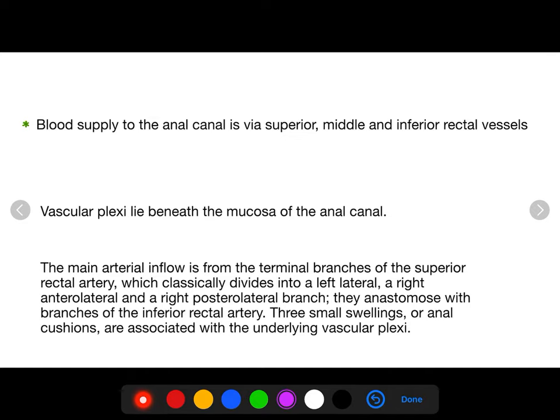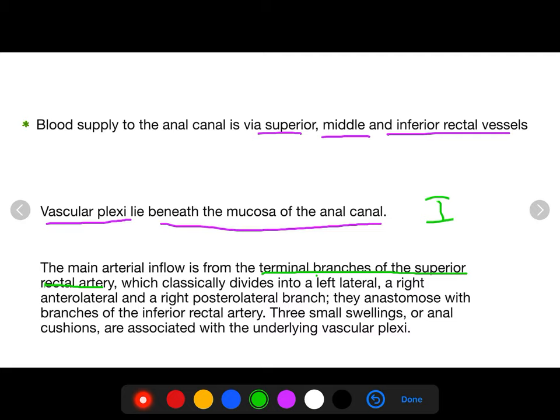Blood supply to the anal canal is via the superior, middle, and inferior rectal vessels. There are vascular plexi lying beneath the mucosa of the anal canal. The main arterial inflow of the anal canal comes from the terminal branches of the superior rectal artery, which is from the inferior mesenteric artery, which is a branch from the aorta. The superior rectal artery is classically divided into three branches: left lateral, right anterolateral, and right posterolateral branch.